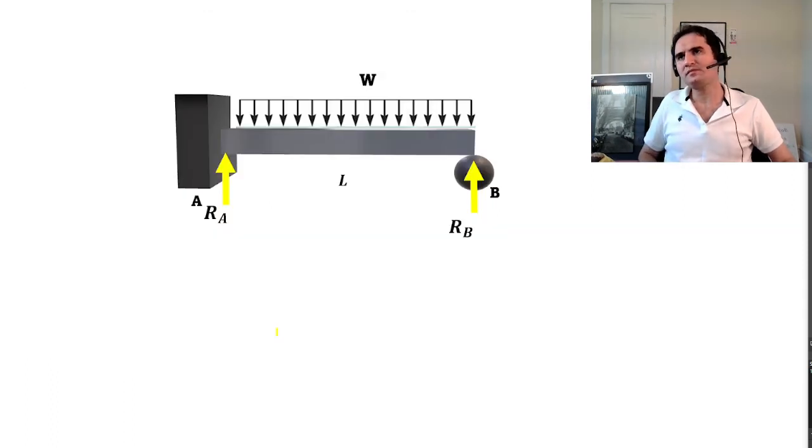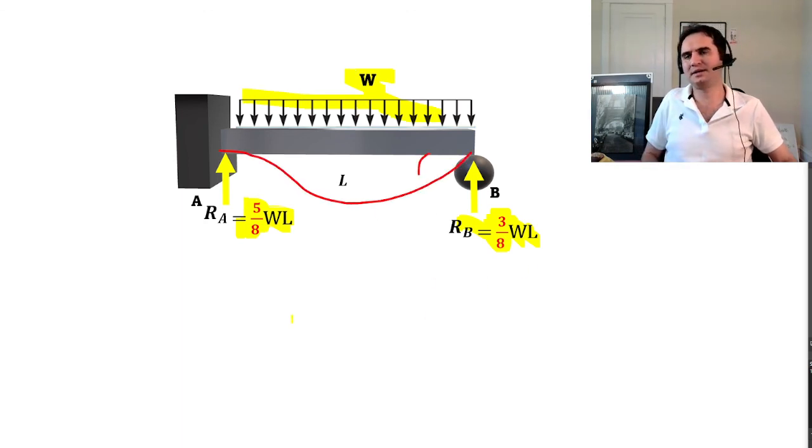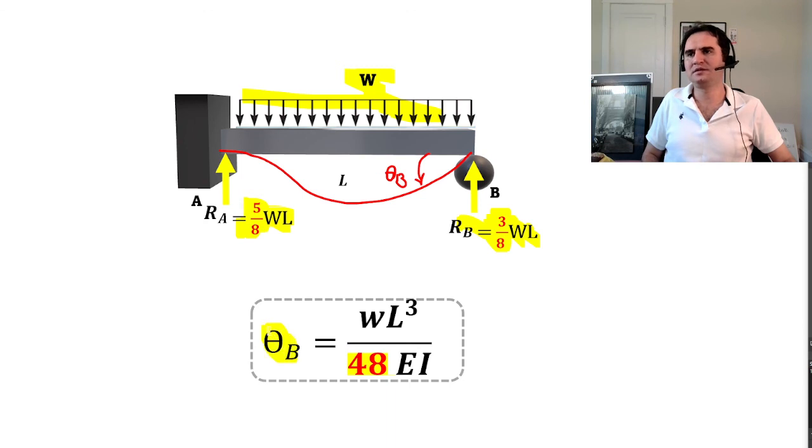And at the same time, when we know RB is 3 over 8 WL, the other is 5 over 8 WL, so the total goes to 8 over 8 WL, which cancels out WL. And at the same time we calculated the theta at B, which is WL cubed over 48EI, which is the same value we calculated in the conventional integration method, both when we considered the moment at A as a redundant, and also RB.